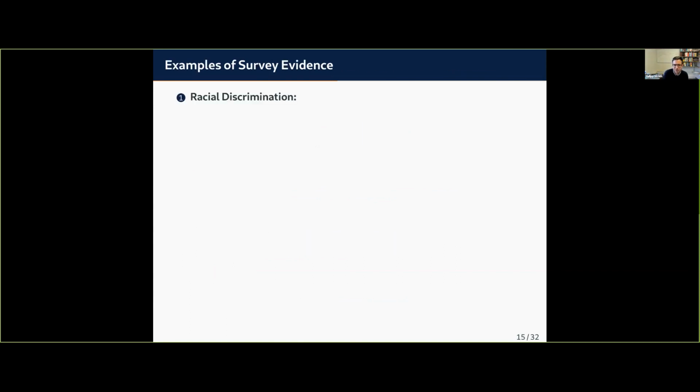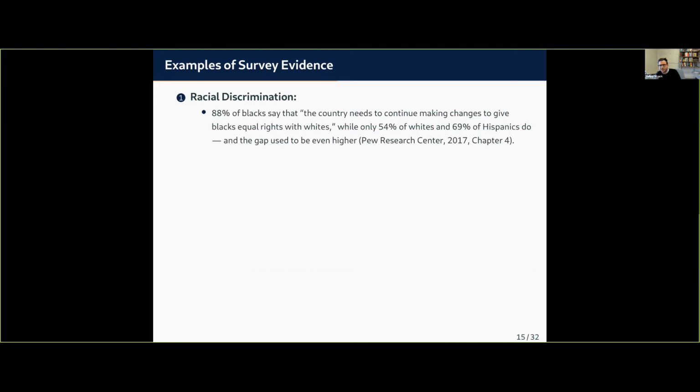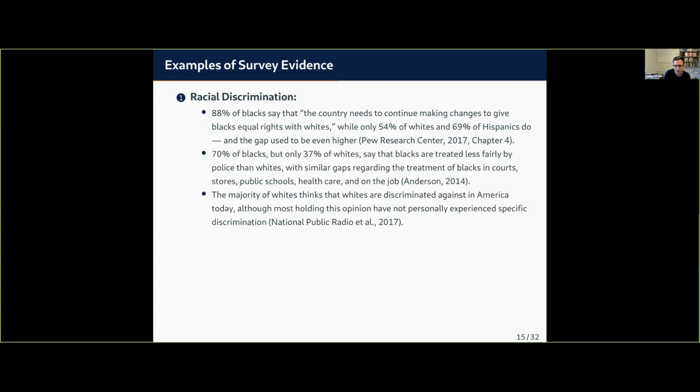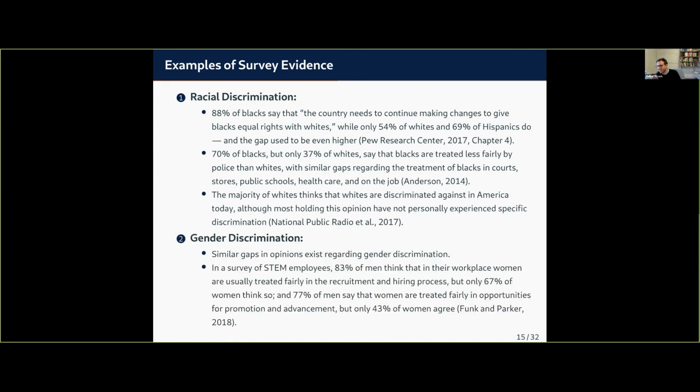Let me give you a little bit of evidence that there's disagreement, for example, between Blacks and other racial groups about the extent to which Blacks are discriminated against in the US. The same is true about men and women. You typically find huge gaps in stated discrimination depending on whether you're a member of the group or not. You can even find surveys where whites think that there's more discrimination against whites than Blacks in the US.